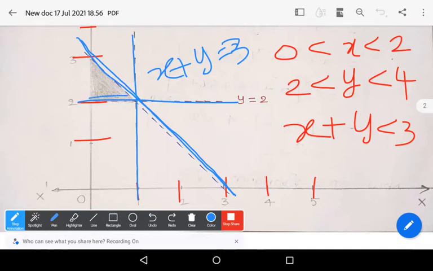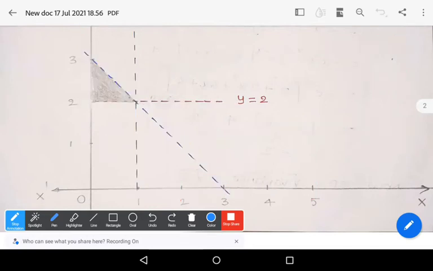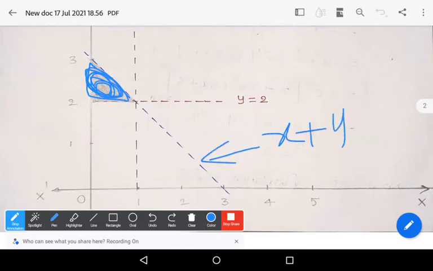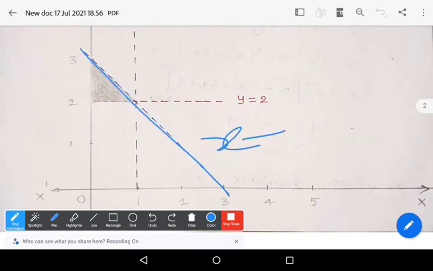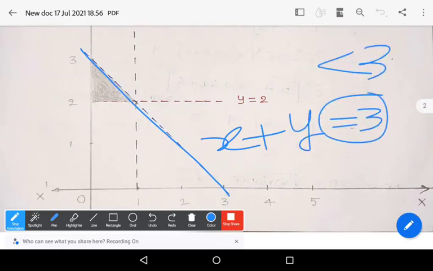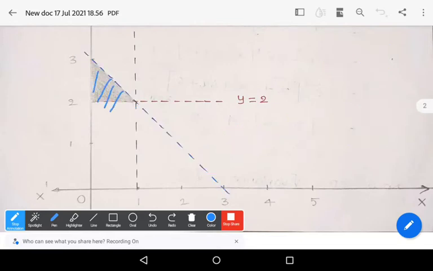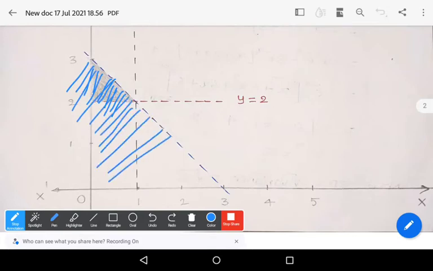Now, what is the common area? This is the common area. Please observe that. This shaded region is the common area for both of the conditions. Whenever we apply the condition x + y < 3, this straight line represents x + y = 3. In our problem we have less than 3, so you must take the area which lies under this straight line. We must shade this region.